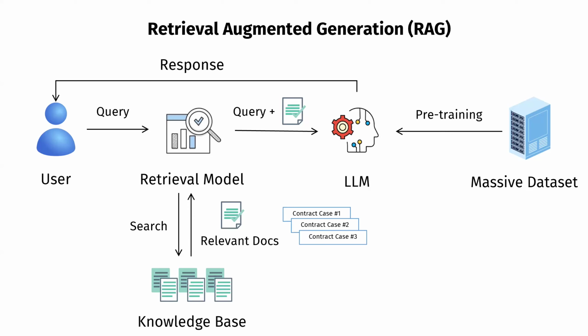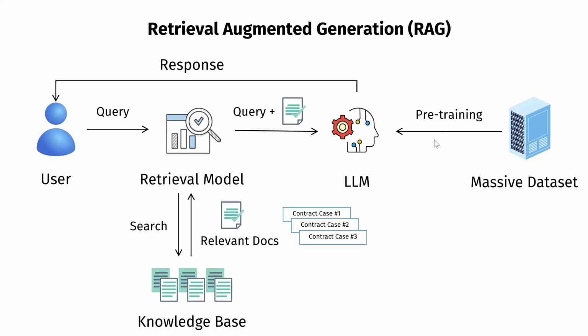Can you guess what happens after the system finds the right documents? Any ideas on how it uses them to answer your question? After the retrieval model picks out the best documents, it hands them over to the LLM. This is where our AI turns from a detective into a lawyer, analyzing the information.